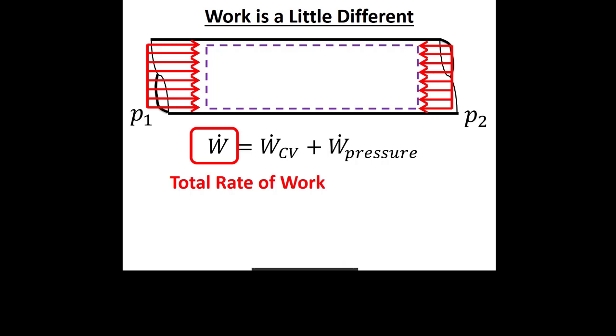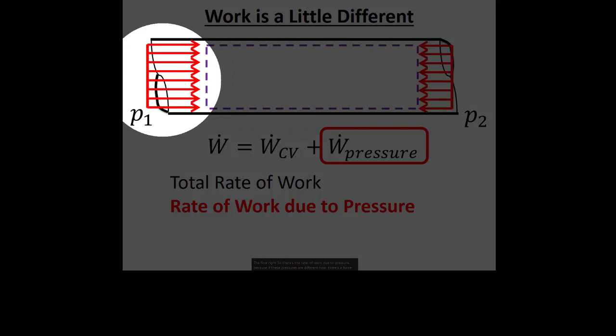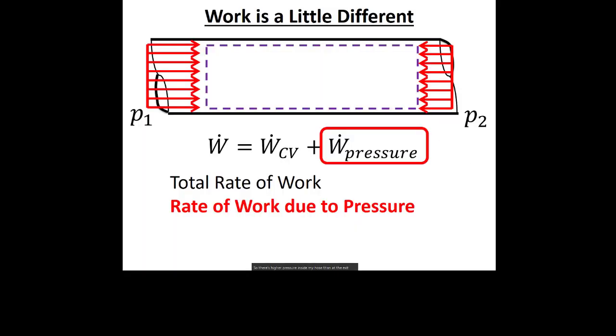So what happens here is that the pressure decreases, right? So pressure is another form of energy, right? So friction in the pipe, and there's still friction in the pipe, right? It's going to take away from the pressure in the flow instead of the velocity of the flow, right? So there's the rate of work due to pressure, because if these pressures are different, now there's a force imbalance across my control volume, right? So there's higher pressure inside my hose than at the exit, and that's what's pushing that liquid out of the hose.